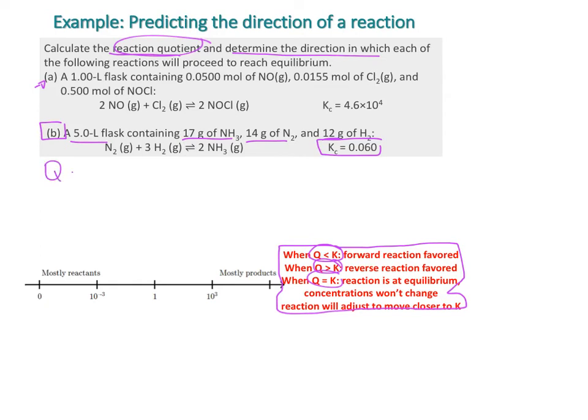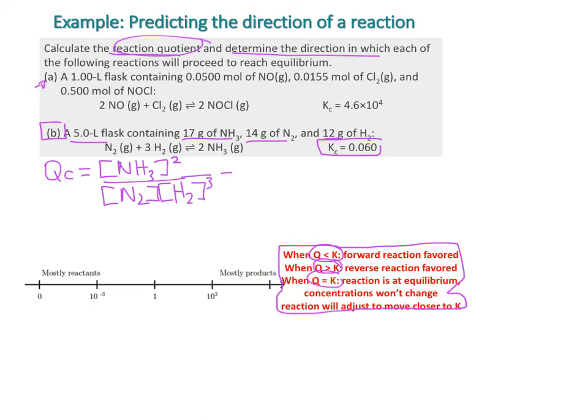So QC is equal to the products over the reactants. So this part is probably easy peasy. The concentration, and then we raise it to the power, and then we divide by the reactants. So N2, H2 raised to 3.